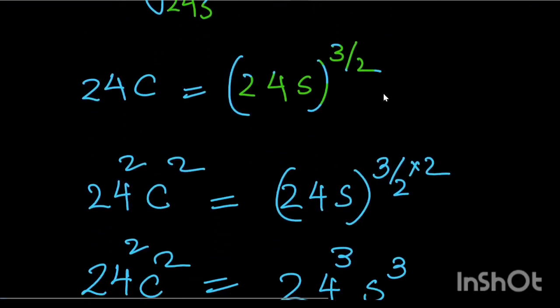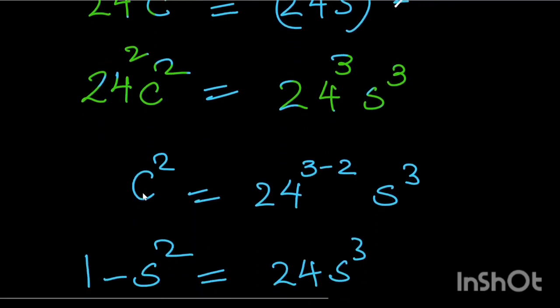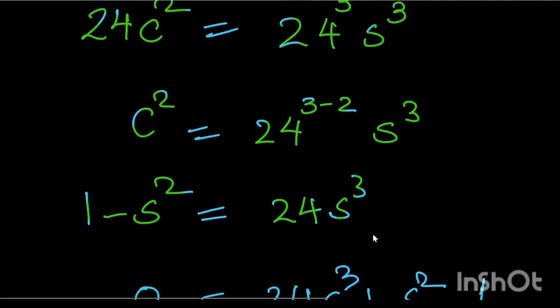In order to remove this 2, we have to square both sides. So 24 becomes 24 square, cos becomes cos square, and this 2 and 2 get cancelled. This 3 would be put in the power of 24, so in the next step it becomes 24 cube sine cube. Left hand side is as it is. As you can see here, 24 square and 24 cube cancel out, and we are left with 24 only. Cos square we will write as 1 minus sine square, sine cube as it is.